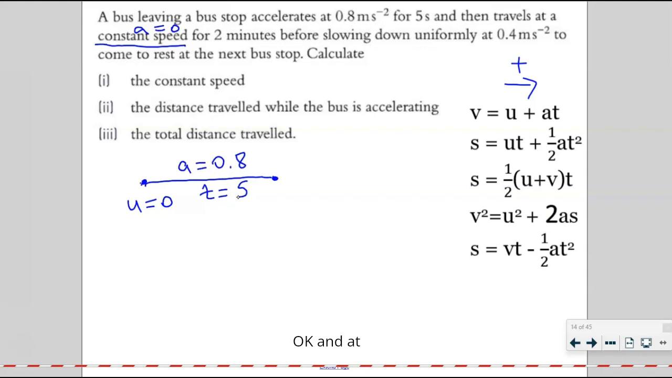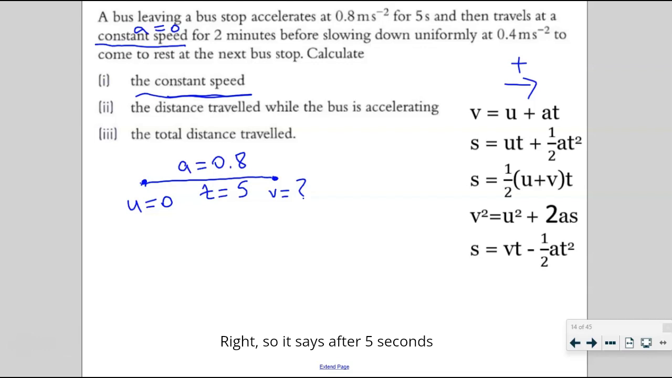Okay, and at this point, which is your v, it starts going at constant speed. Okay, so if we find the v over here, that would be your constant speed, because that's where it's starting to travel at constant speed.